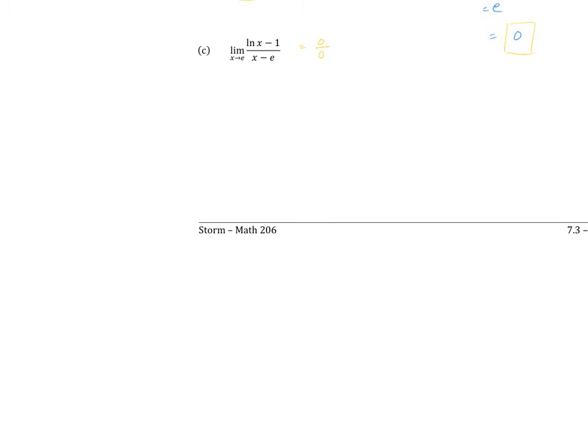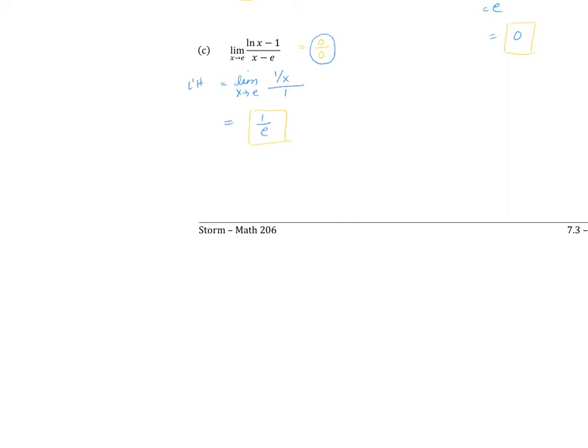So I'm not sure if you recall L'Hopital's rule, and we'll go over L'Hopital's rule again in a later section. That says that if you get the indeterminate form 0 over 0, we're allowed to reevaluate the limit by taking the derivative of the top and the bottom separately. So the derivative of natural log of x minus 1 is just 1 over x. And the derivative of the denominator, x minus e, is 1. Okay? So when we reevaluate this limit, we just get 1 over e.